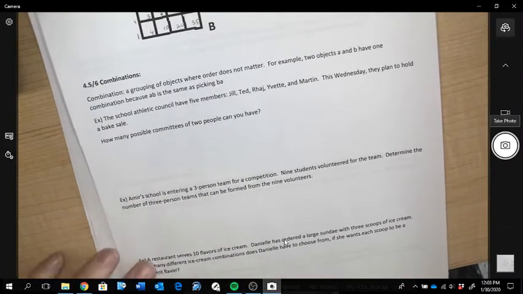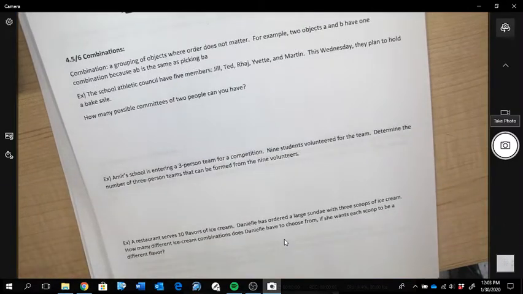Okay, 4.5 and 6, just to talk about combinations. A combination is a grouping of objects when order does not matter. So for example, objects A and B have one combination because picking AB is the same as picking BA, so you don't care about the order in which you pick them.